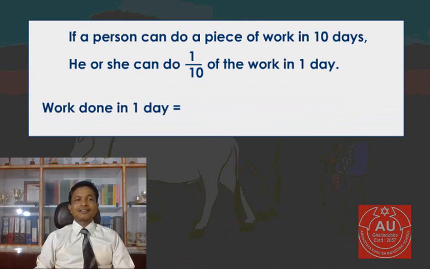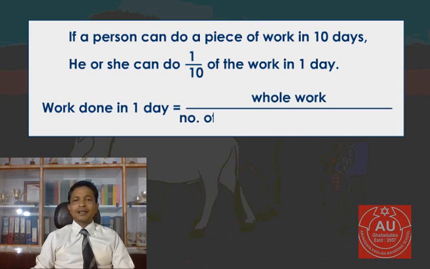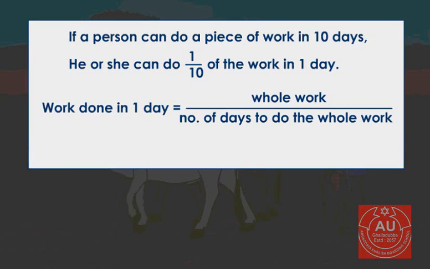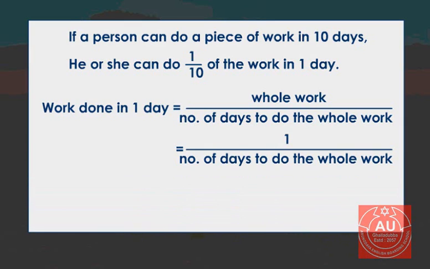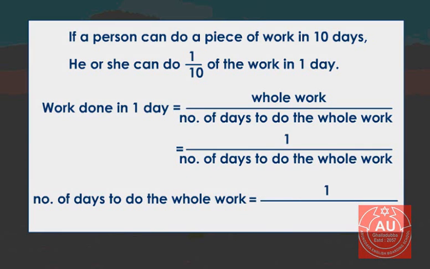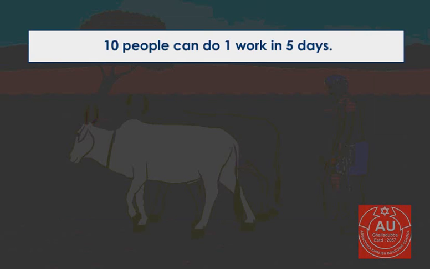Therefore, work done in one day is equal to whole work divided by number of days to do the whole work. Dear students, it means 1 divided by number of days to do the whole work. Therefore, number of days to do the whole work is equal to 1 divided by work done in one day. Now, let me make you more clear.